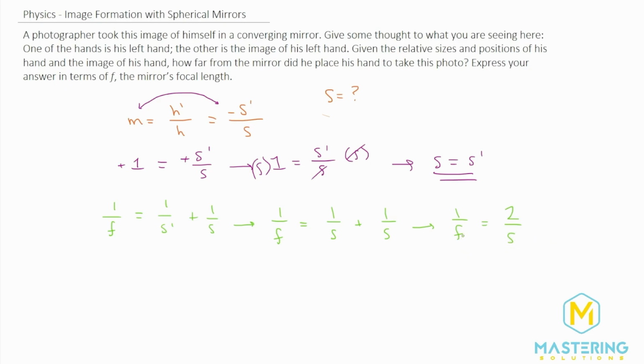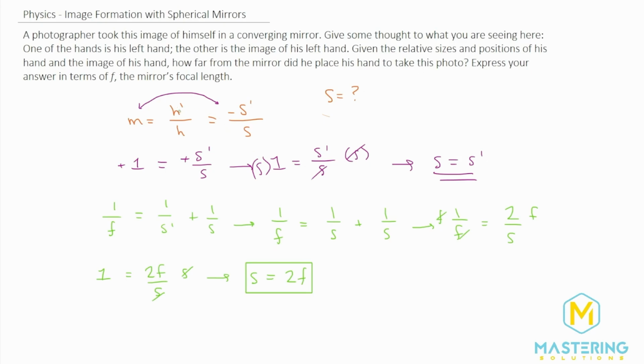First, let's multiply both sides by f. Now we have 1 is equal to 2f over s. Now we can multiply both sides by s. And so we finally have s is equal to 2 times the focal length. So this here is our answer.